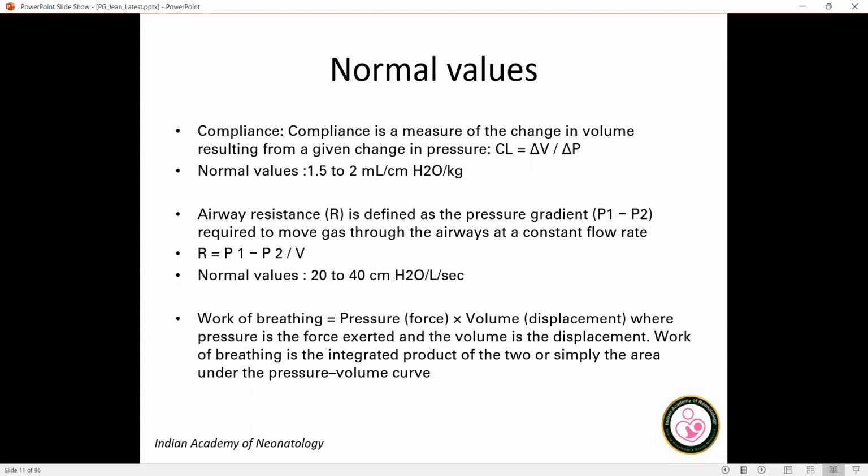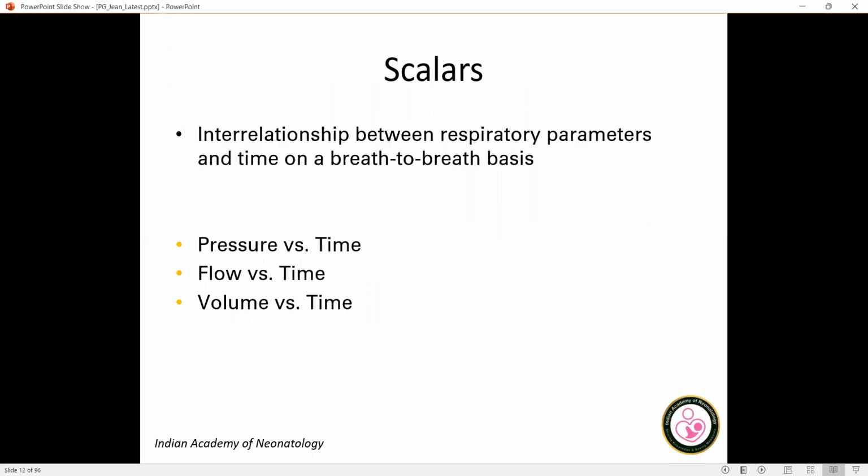Then airway resistance is defined as the pressure gradient which is required to move the gas through the airways at a constant flow rate. R is equal to P1 minus P2, the pressure gradient, divided by the volume. The normal value is 20 to 40 centimeter H2O per liter per second. Then work of breathing is force into volume displacement. So actually that is the area under the pressure volume curve.